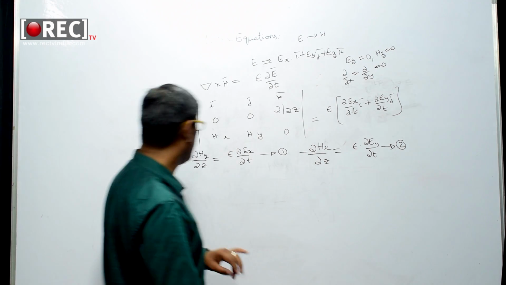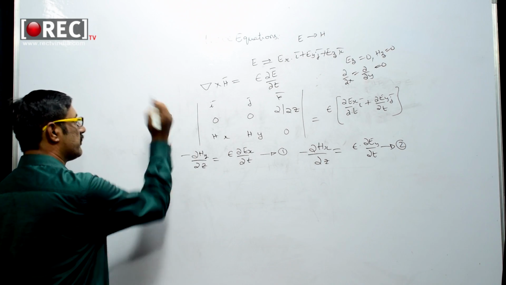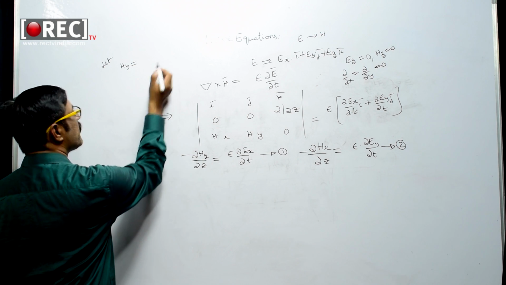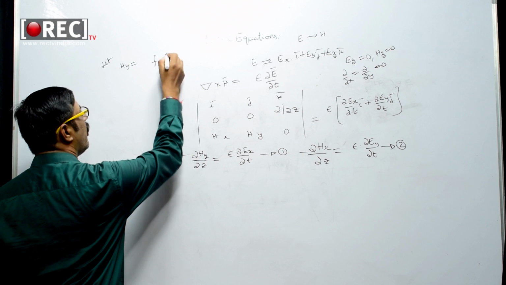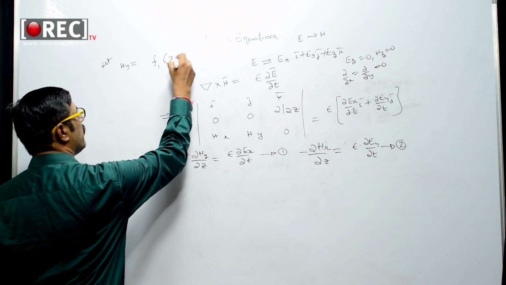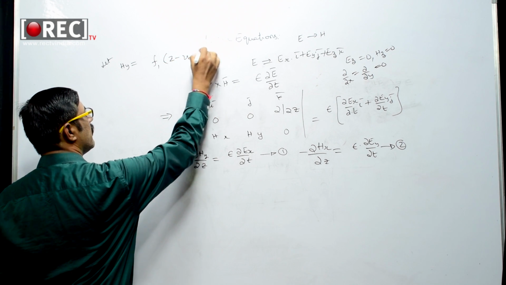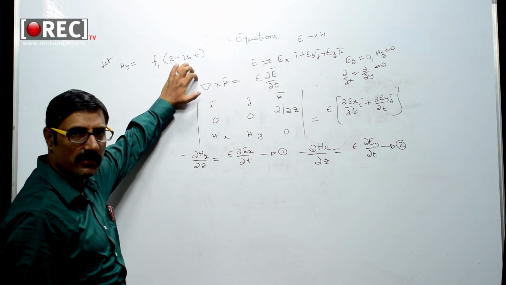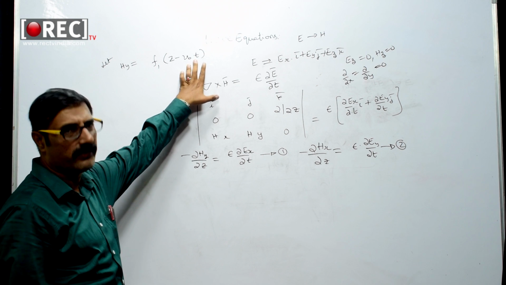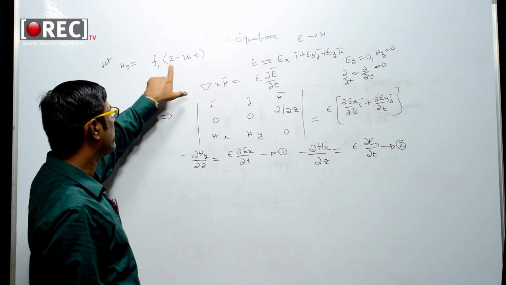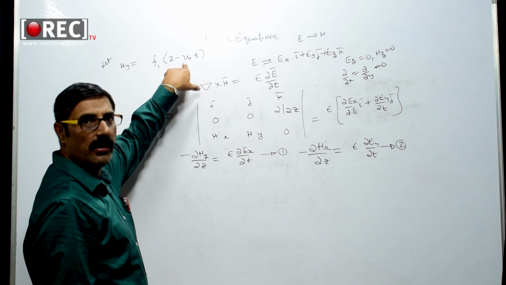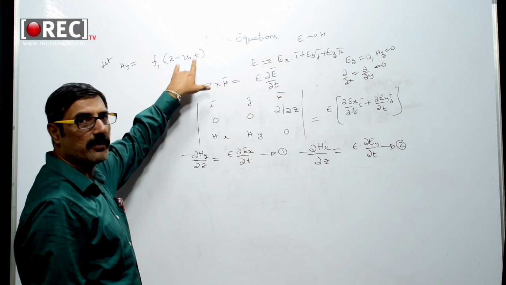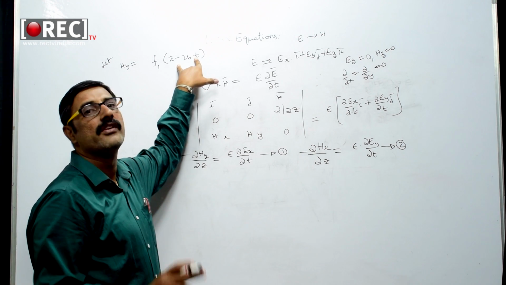So now, let me assume a component of Hy like this. Let Hy be equal to some function, let me say f1 of z minus v0 into t. Now, why am I taking this v0 into t? v0 is the velocity, and velocity into time will produce distance. So I cannot take z minus t, because both should be the same kind of quantity.